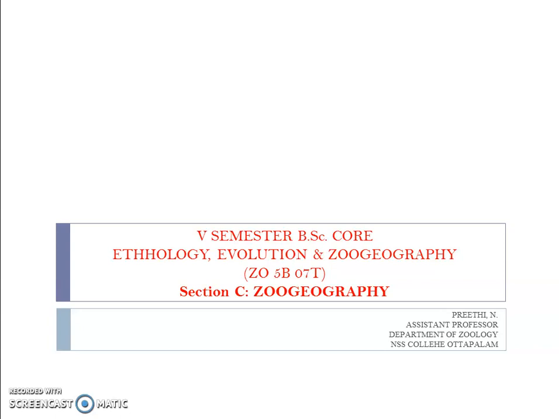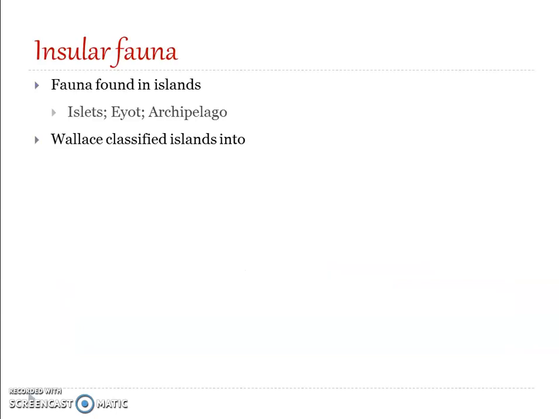Good morning, everyone. We are passing on to the next module, insular fauna. And so, what is insular fauna? Insular fauna is the fauna found on islands, and the study of island biogeography is the field within biogeography. The ecologists who pioneered this field were Robert MacArthur and E.O.